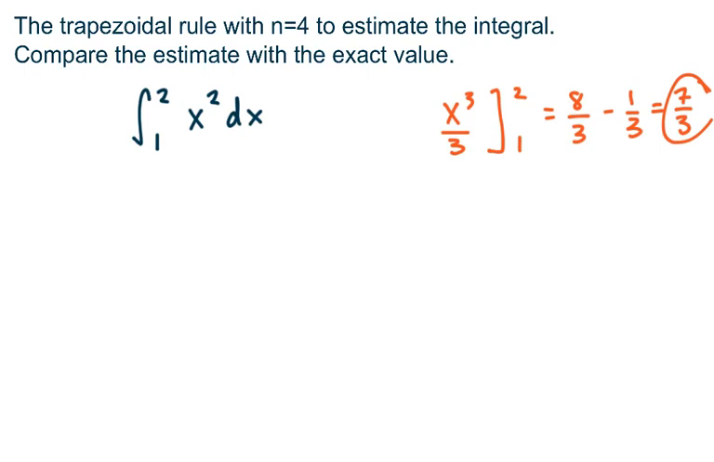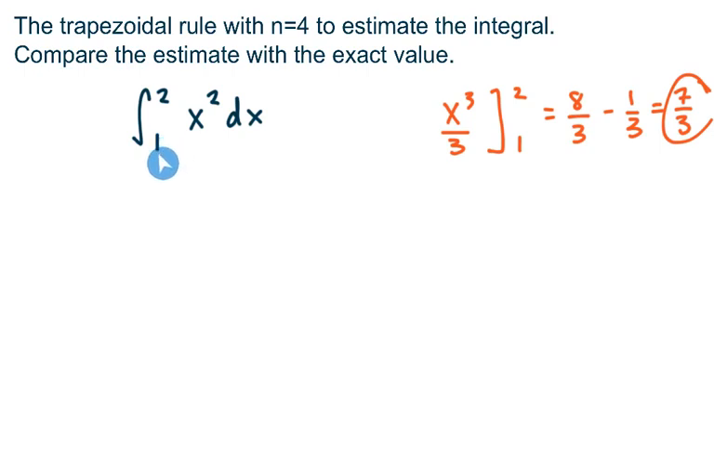So what we want to show is that we can use the trapezoidal rule with this function or any function to approximate that 7/3. And so we would use the trapezoidal rule in the situation where this function, our integrand, may not be easily integrable.